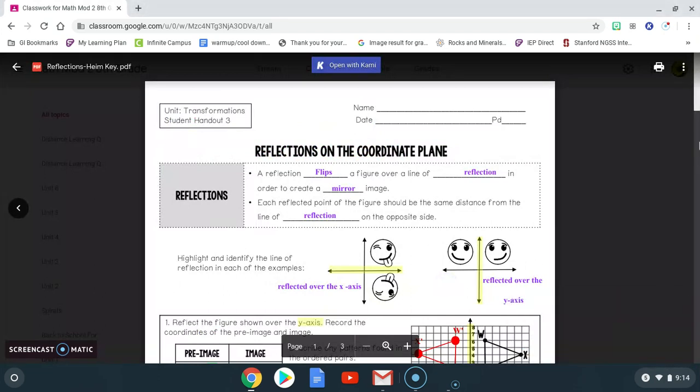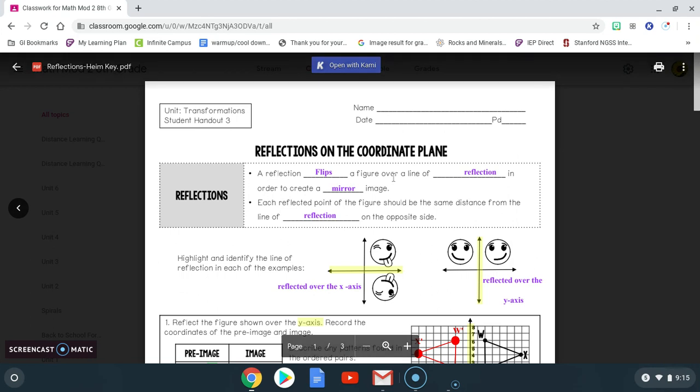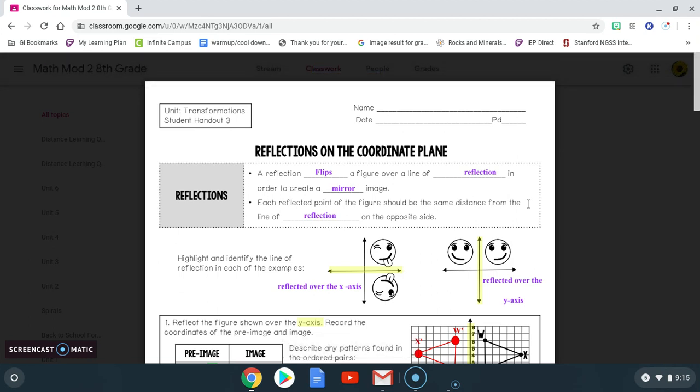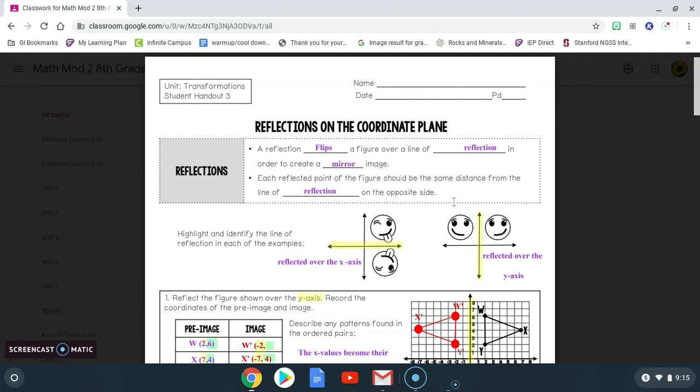So we talked about translations, where the image is just moving up and down or side to side. I know you might recognize reflections because we talked about them on the first day of the notes. Reflections are when a figure flips over a line of reflection in order to create a mirror image. Each reflected point of the figure should be the same distance from the line of reflection on the opposite side. The line of reflection just means what it is reflecting over.